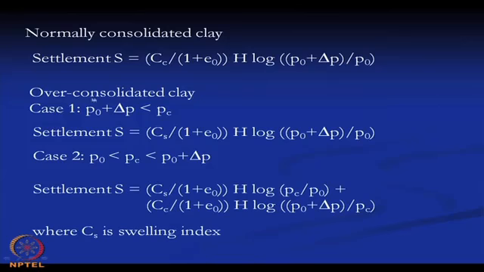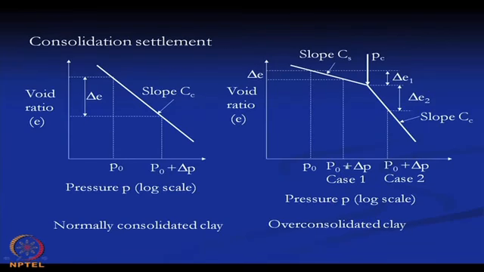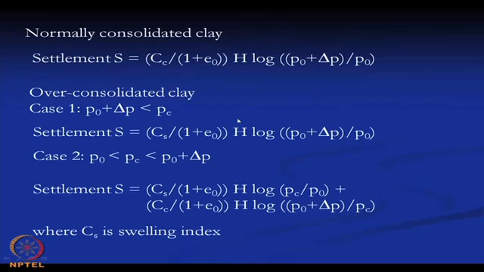Now, similarly for the over consolidated case, for case 1, if P0 plus del P is less than PC, in that condition the settlement is calculated as CS divided by 1 plus E0, times H, times log of P0 plus del P divided by P0. That means, in that case, instead of using CC, we will use CS, where CS is the swelling index.